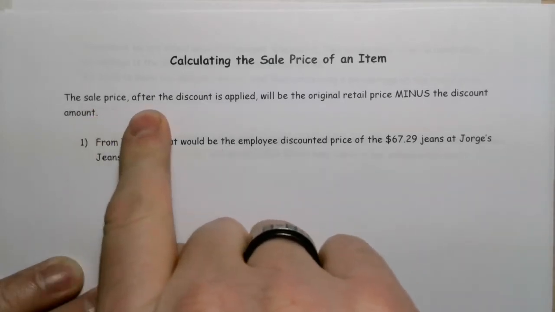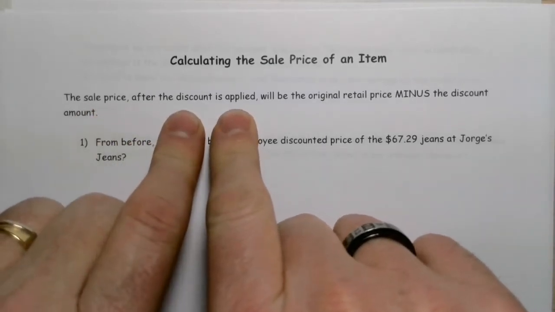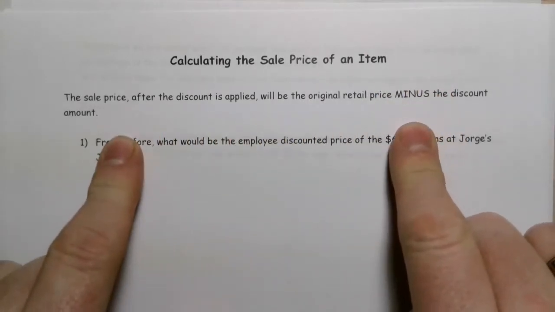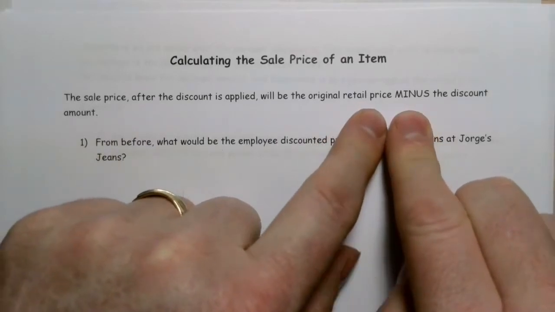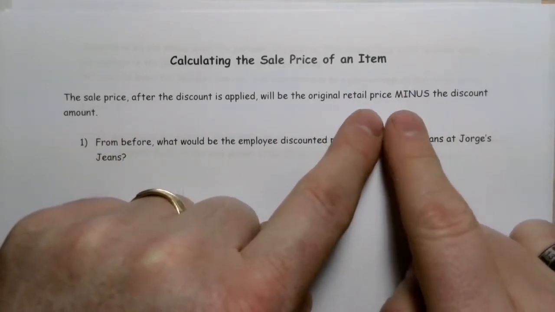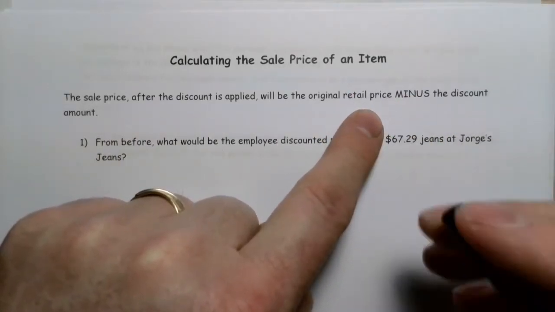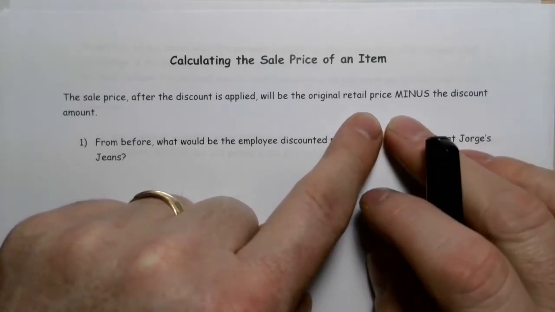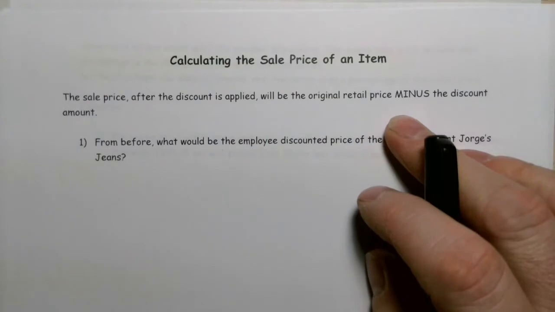So the sale price, which is after the discount has been applied, is going to be the original retail price minus the discount. That's the only additional step that we're going to take here. We're just going to do that little bit of subtraction. We're going to pull that discounted amount off the price, and what we're left with will be what we actually pay.